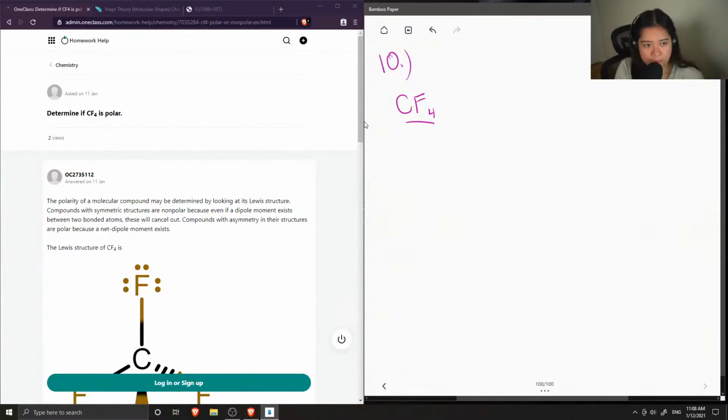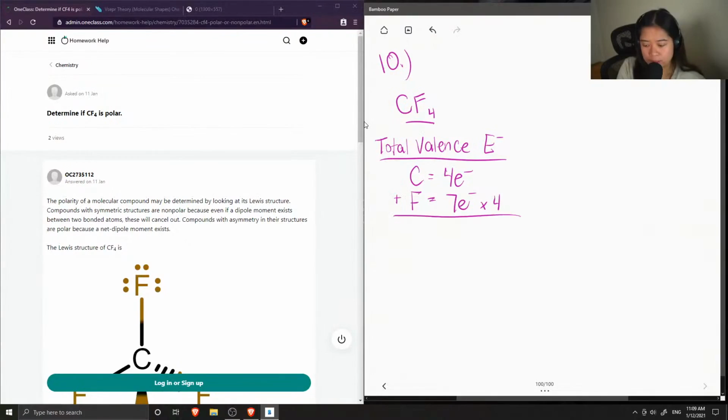When we write out the Lewis structure, we first need to find the total number of valence electrons. Carbon has 4, and a fluorine atom contains 7. Since there are 4 fluorine atoms, we multiply this by 4, and we get a total of 32 valence electrons.